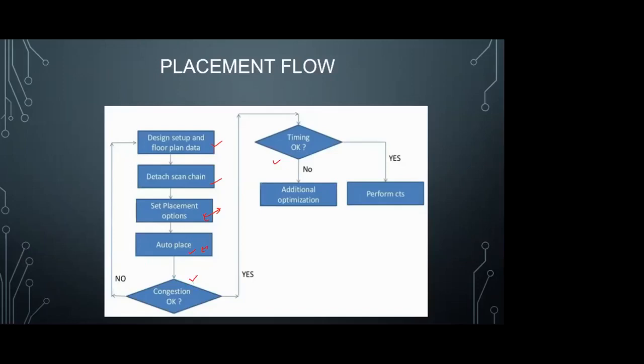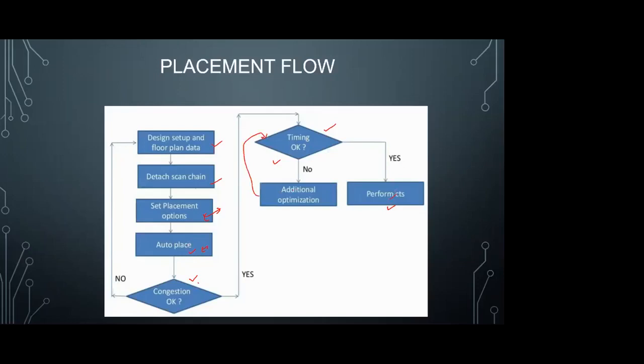Okay, again I can do all these steps. If congestion is passing, then I can go with the timing. So if timing is fine, then I can go and perform the CTS. If not, I will do additional optimization. Okay, so then again I'll go back to the timing check, and if it is okay, then I'll perform the CTS. So this is how the placement flow will be.